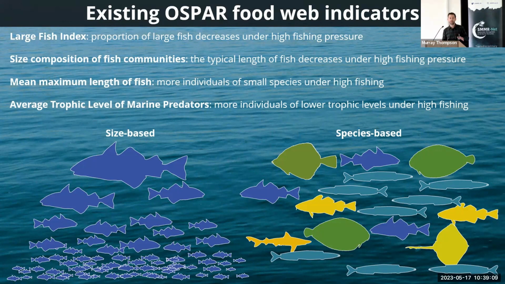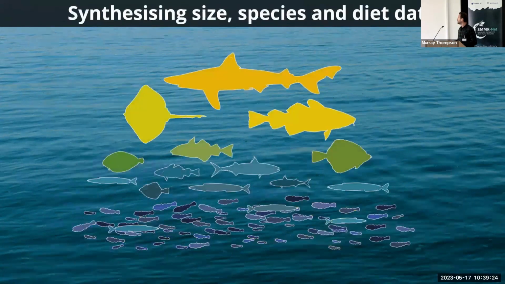And these indicators, they're very good at looking at impacts of fishing, but they miss key food web properties that I was really interested to try and build into an indicator. So who eats who and where? There's some really key things that are missing from this. So I was trying to bring these data together and synthesize size information, so body size information, species information, and their diets or their stomach contents data to try and get a picture of these kind of ecological pyramids that the project's about.